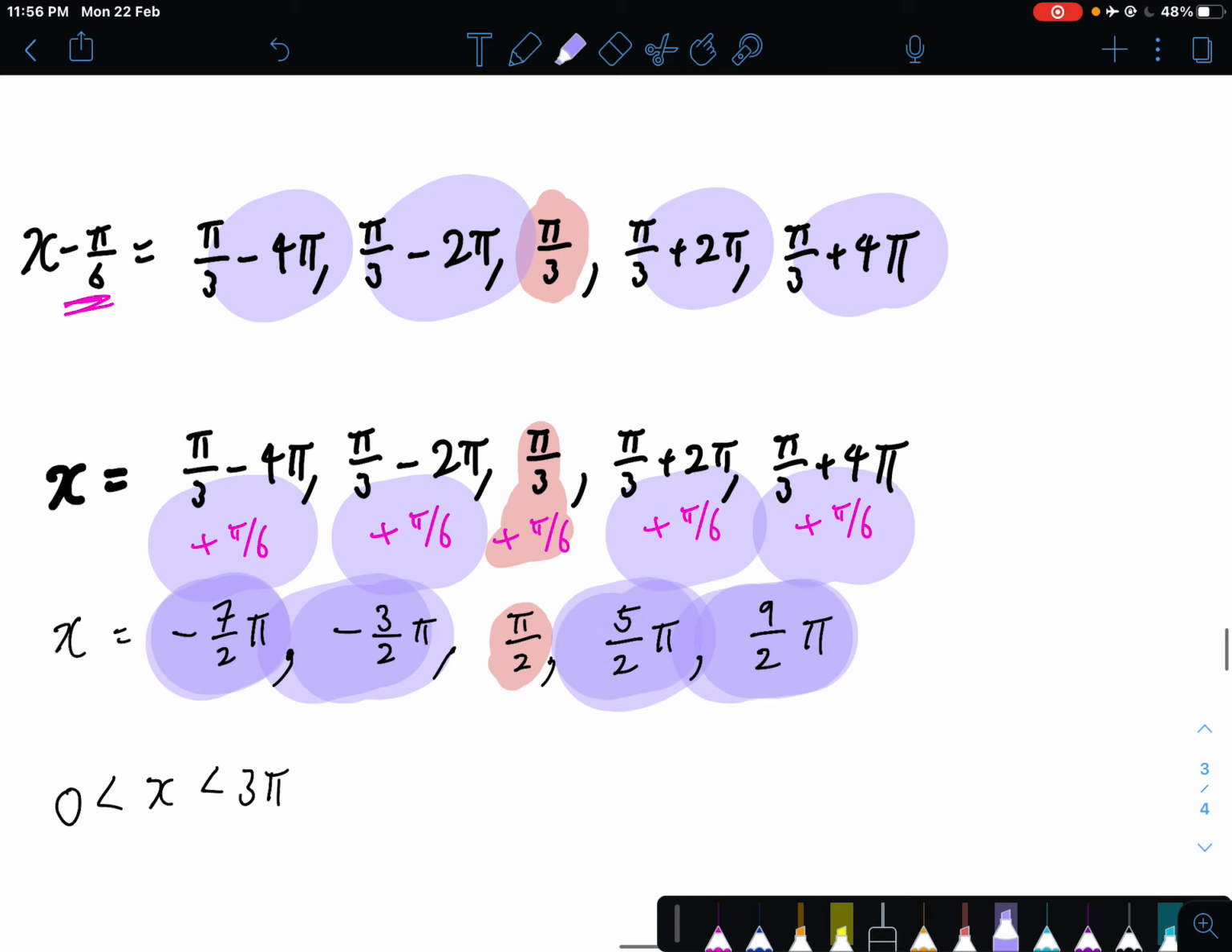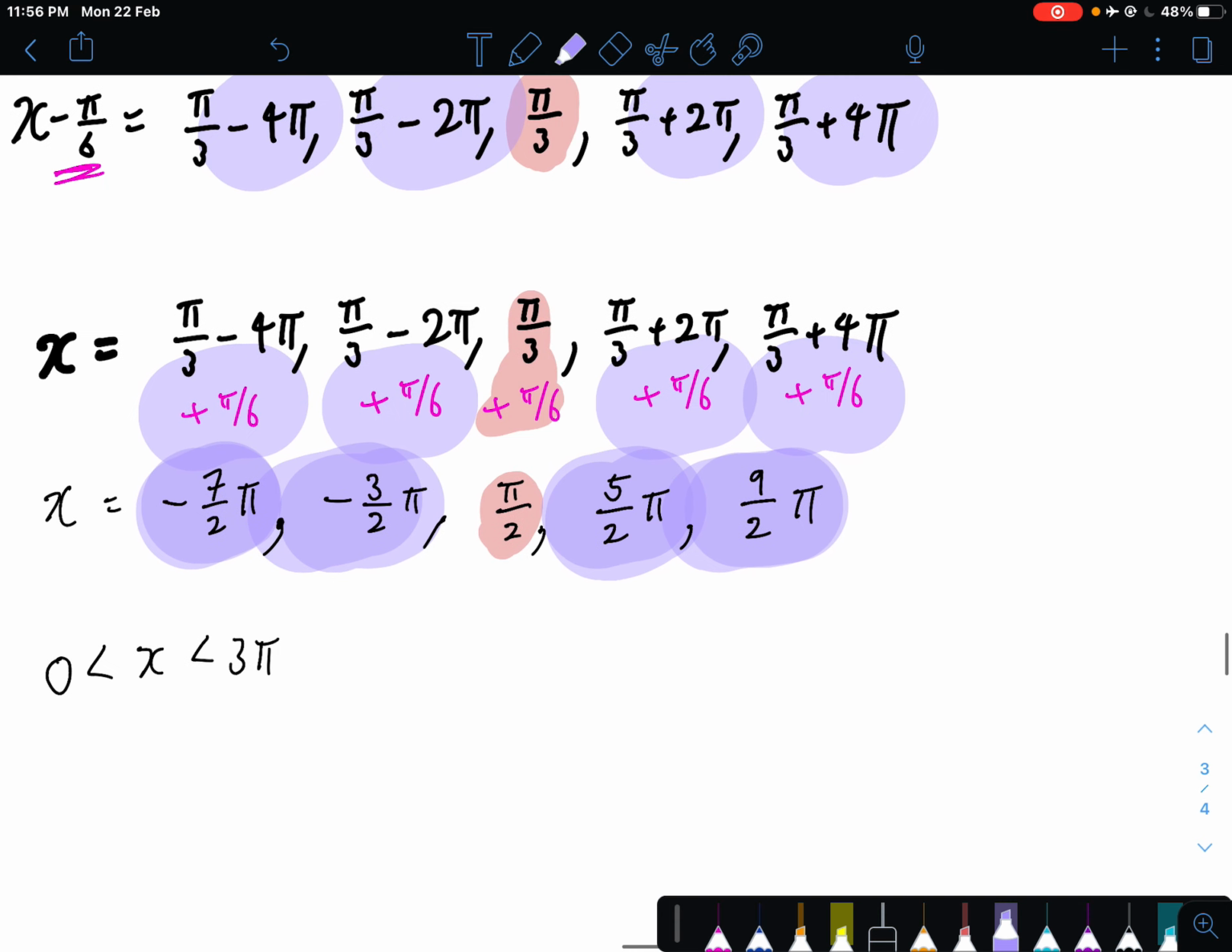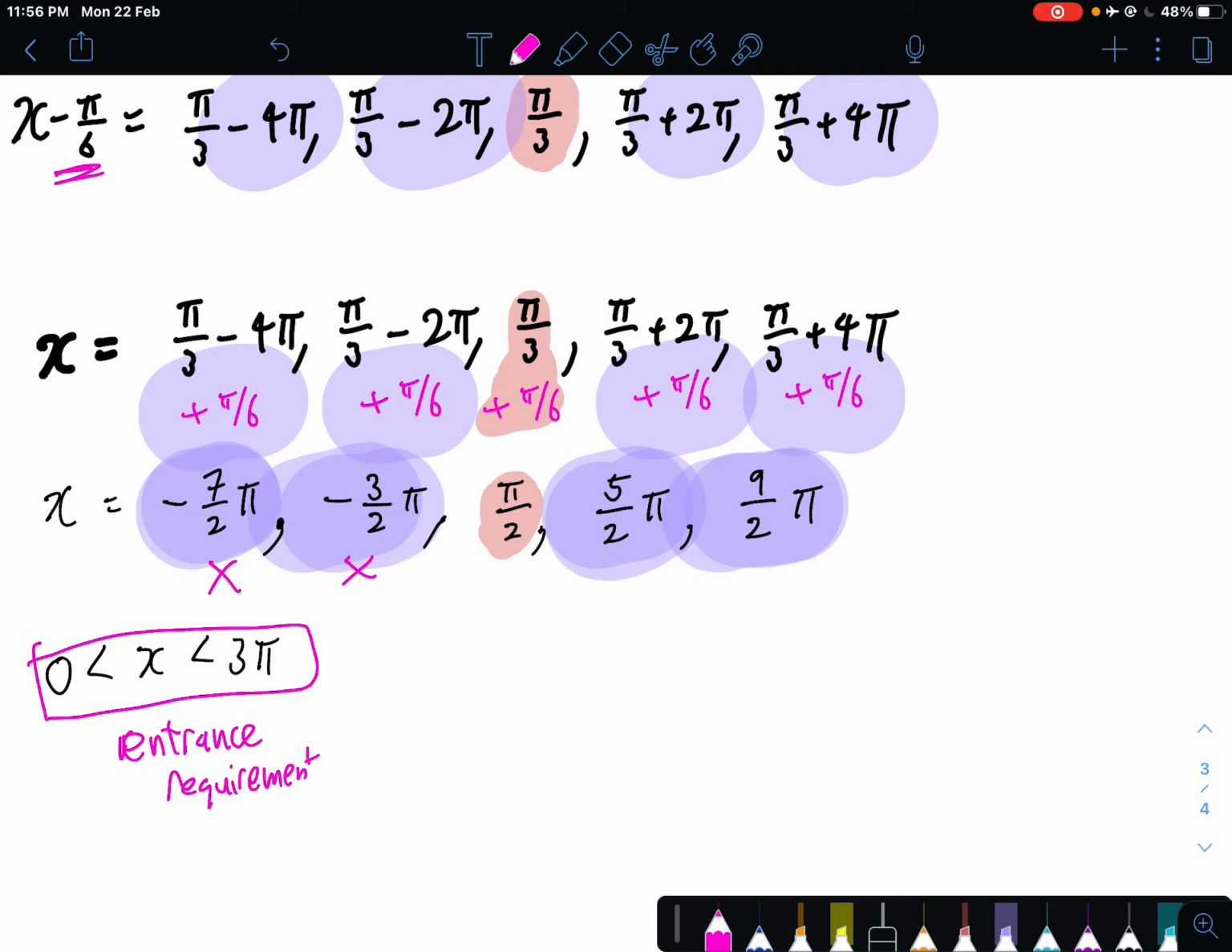Then we try and check, is it possible that we got more solutions? Let's take a look. These first two answers are rejected. Why? Because they are outside of our domain. Think of it as the entrance requirement. You have to satisfy this requirement in order to be considered part of the solution. The solution is an exclusive membership. It must be in between 0 to 3 pi, then you can enter this solution.